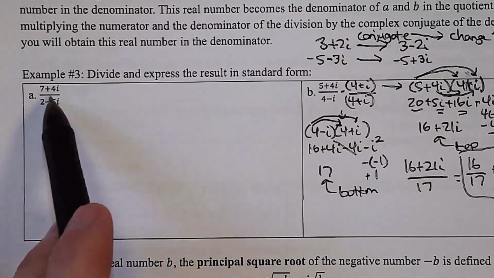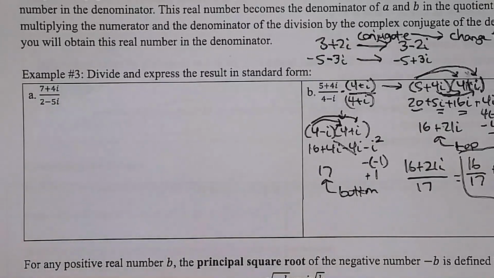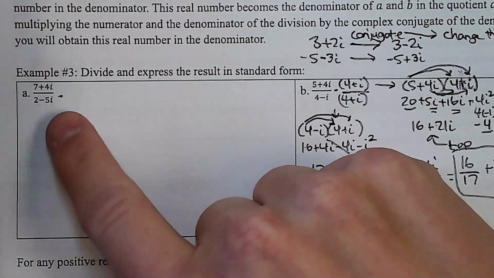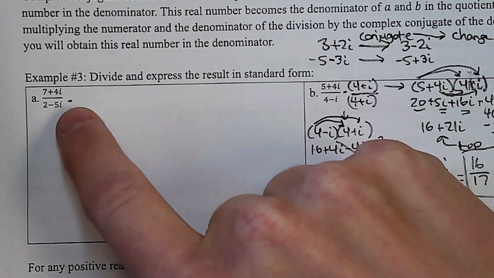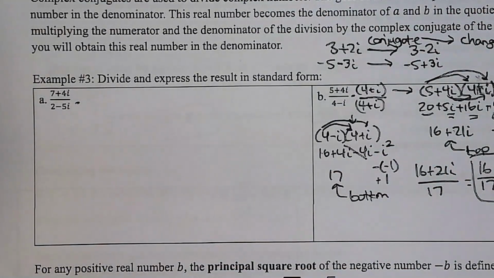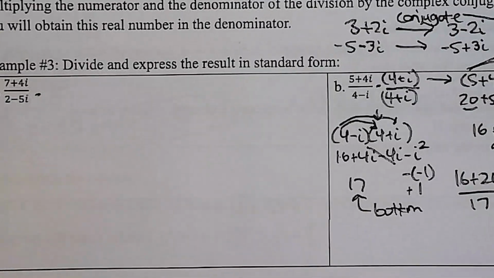This one you can do in your calculator as well. I'll show you how to do it by hand. I get stressed out doing it by hand, but we'll do it together. The key on this is whenever you're dividing a complex number, you multiply the top and bottom by the conjugate of the bottom. What's the conjugate of 2 minus 5i? Good.